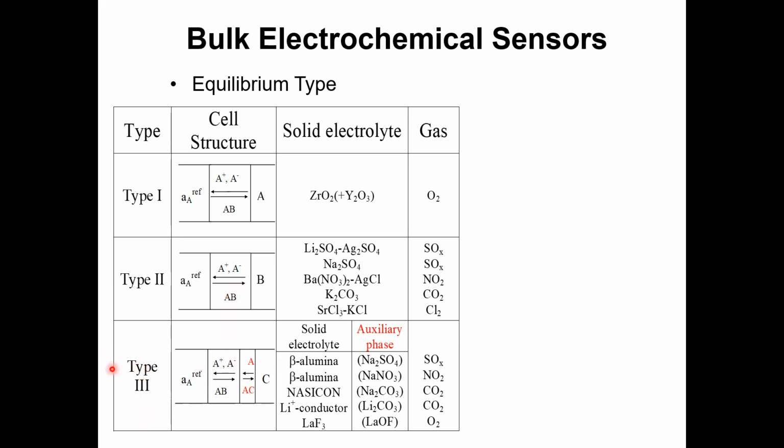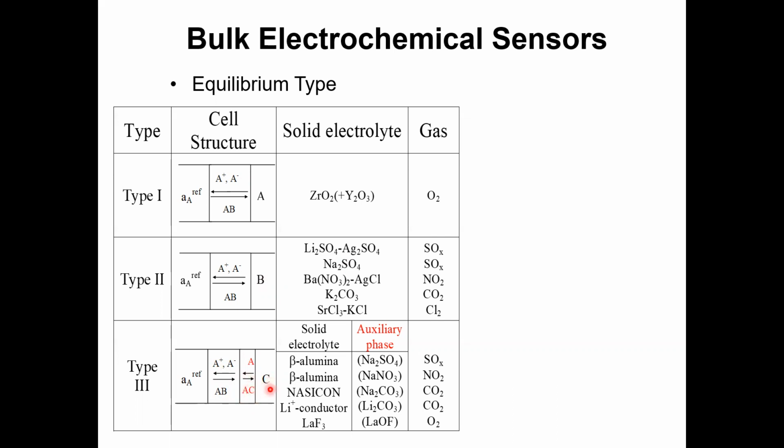And there is type 3, where you have an AB compound, which is your electrolyte, and you're trying to detect an environment containing a C component. C doesn't have any correspondence with either A, the transporting species, or the conjugate B. So it actually couples through an auxiliary phase, known as the auxiliary phase or sensing side, or whatever you want to call it.